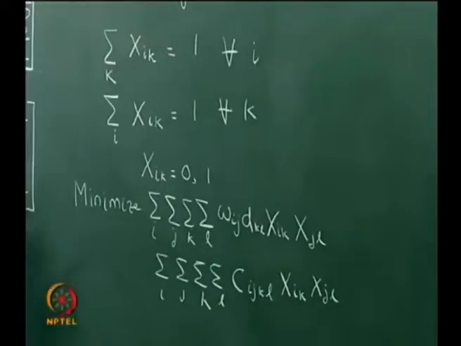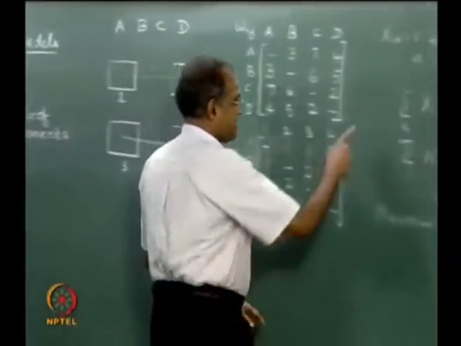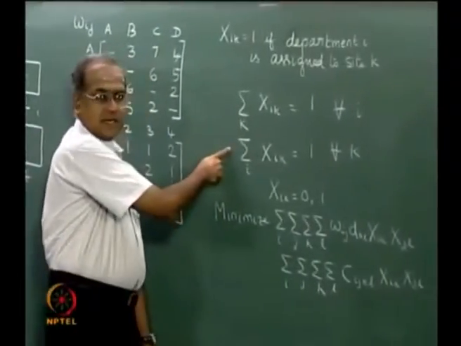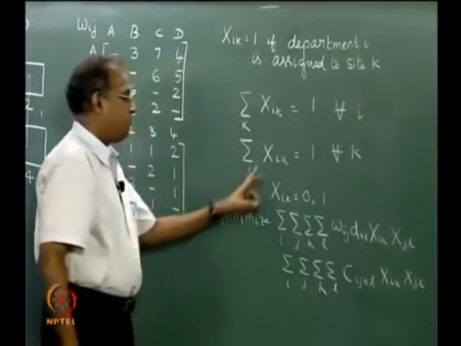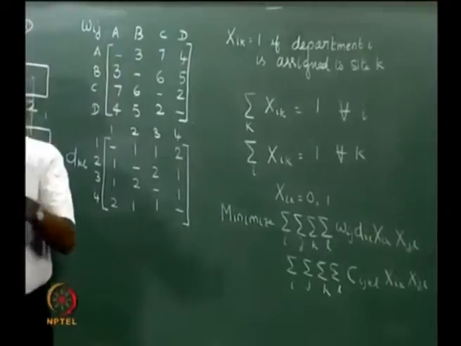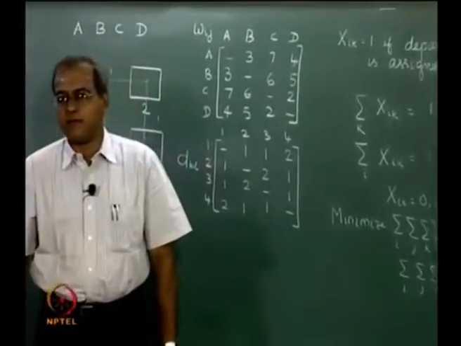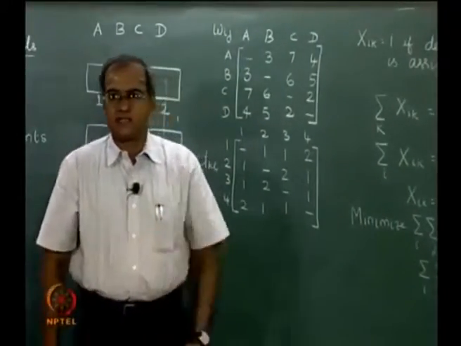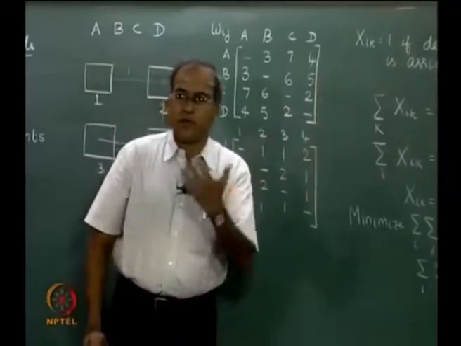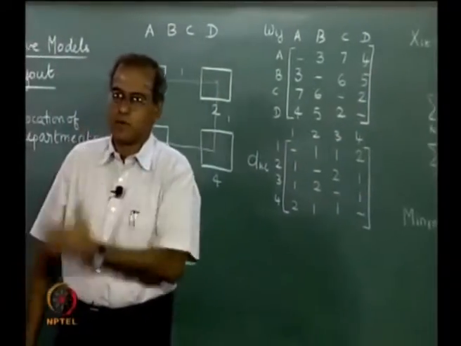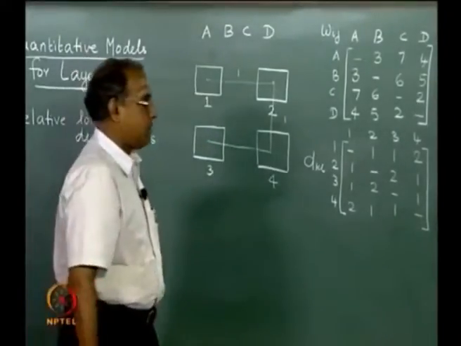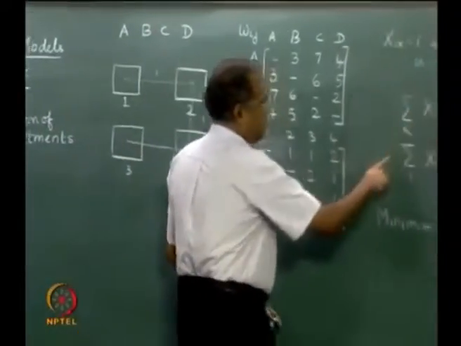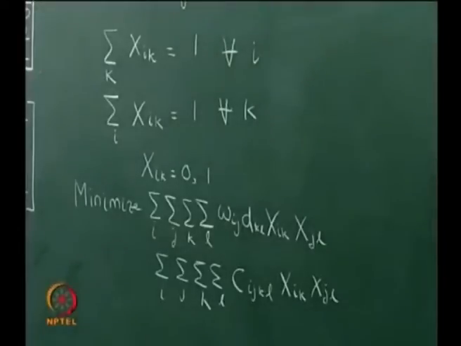So, for a 4 by 4 problem, we have 4 constraints here, 4 constraints here, which means we have 8 constraints, and we have 4 into 4, 16 variables. So, there are 16 binary variables and 8 constraints for a 4 department 4 site problem. In general, for an n department n site problem, we have 2n constraints and n square variables.